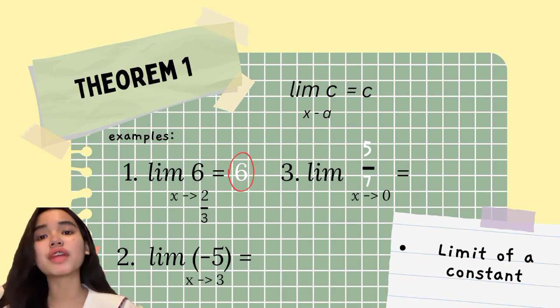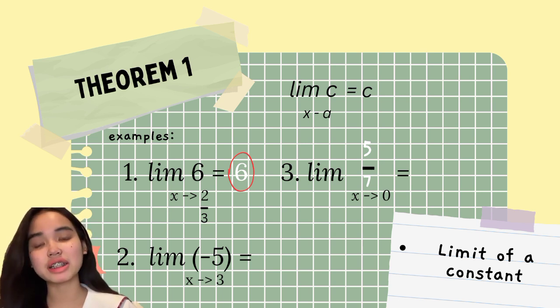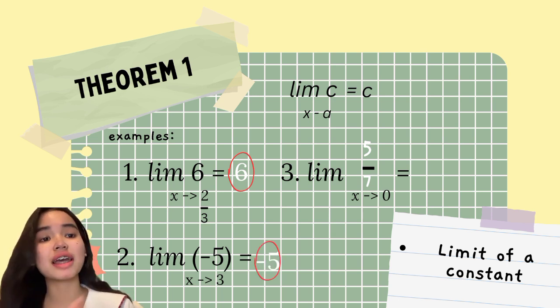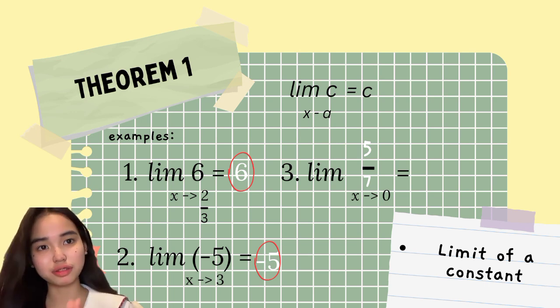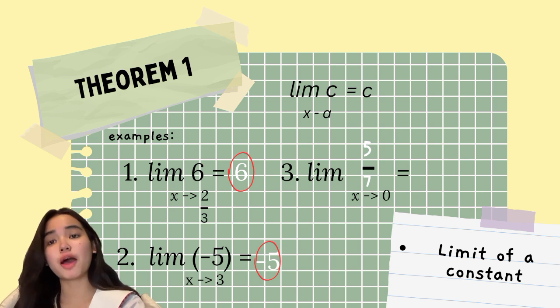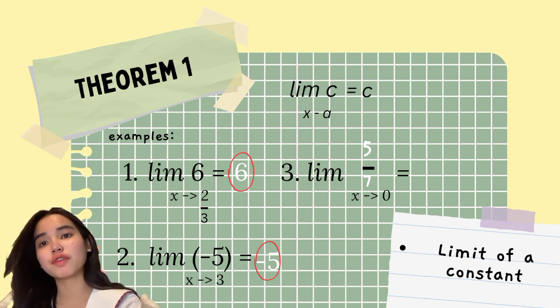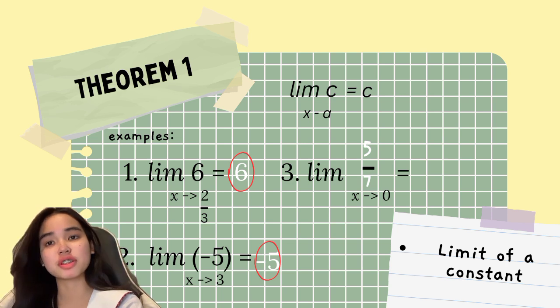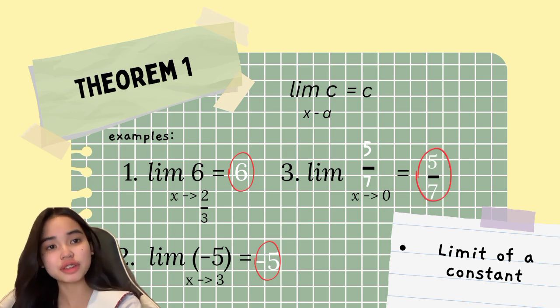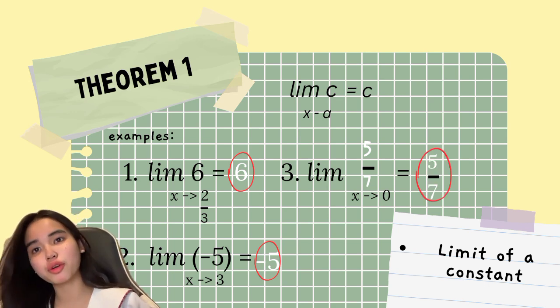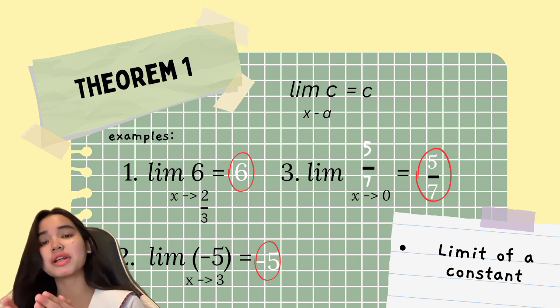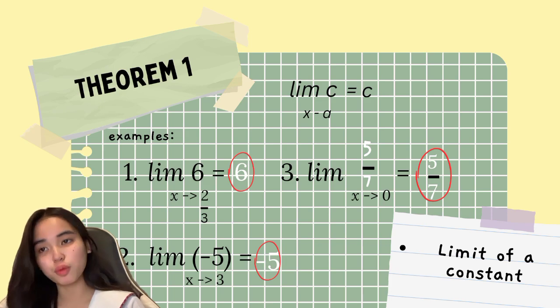Number 2, the limit of negative 5 is equal to blank as x approaches 3. The answer is negative 5. No matter what the sign is, positive or negative, as long as the number is constant, that will be the answer. Lastly, example number 3, the limit of 5 over 7 is equal to blank as x approaches 0. So this is a fraction. The answer is still 5 over 7 because it is constant. No matter what x approaches, as long as it is a constant, the answer will be the constant as well in Theorem 1.